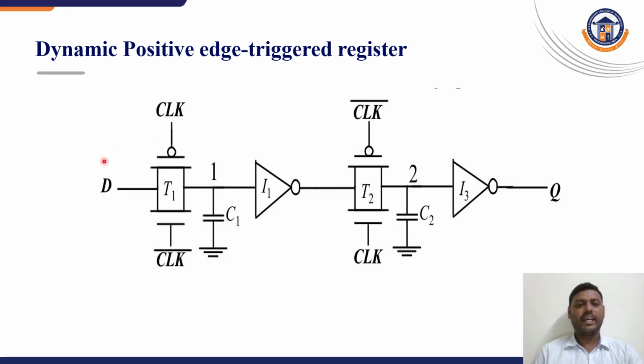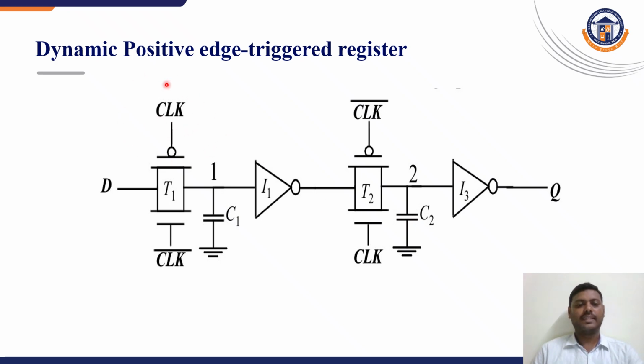This is the dynamic positive edge triggered register, which we have seen in the previous slides in the D and E diagrams. This is transmission gate 1, and this is inverter 1. This is transmission gate 2, and this is inverter 2. Here we have used two capacitances, C1 and C2. This one is a master circuit and this one is a slave circuit. In the master we use the capacitor for charging and discharging, and in the slave also we use a capacitor for charging and discharging, that is, for storing the values 0 and 1 in digital.